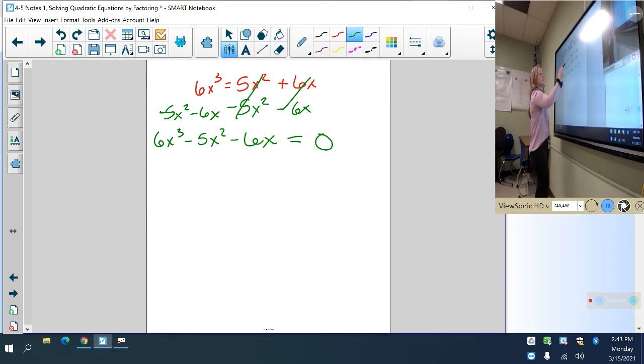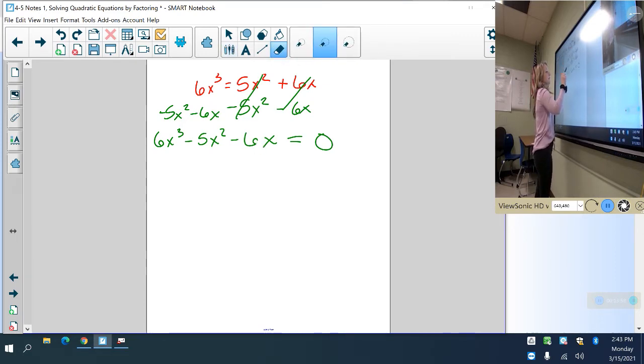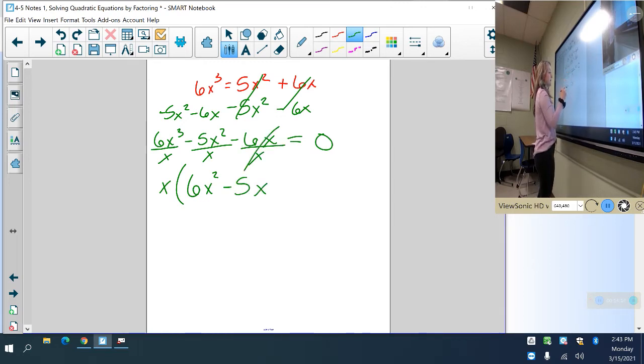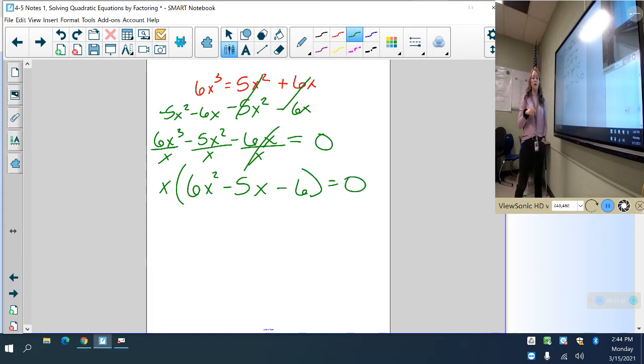The reason I can do this one is because I do have a greatest common factor, and it's x. I'm going to take an x term out of each one, and I'm left with 6x squared, because if I divide this by x, I'm only left with 5x. If I divide this by x, I'm only left with 6. Minus 6 equals 0. Now I have in the parentheses what looks normal. So I'm going to go ahead and solve that.